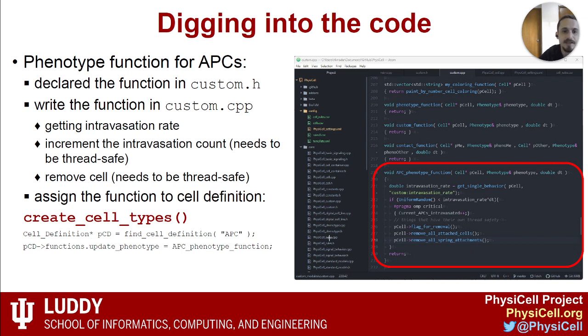After that, we assign the function to the cell definitions. We go into custom.cpp, and in the function create cell types, there is one part specifically where you change your custom cell definitions. You can add in these two lines. Basically, in the first one, we have the cell definition pointer, where we find the cell definition for APCs, and we give it to that pointer. And then we change the update phenotype function of these cells, APCs, naming the new function for phenotype update. This is the APC phenotype function.